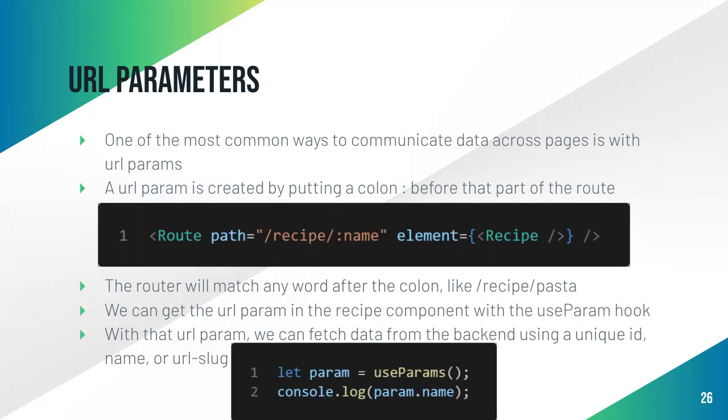And so what the route is going to do is match any word after the colon, like recipe/pasta or recipe/anything else. And then we can actually get the URL parameter in the component with the useParams hook. So inside of the recipe component, we can say let param equals useParams. And then if we go ahead and log that, we have access to that in our recipe component.